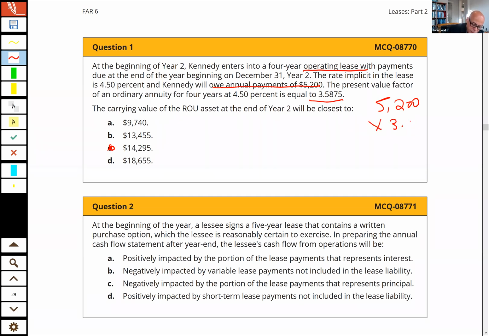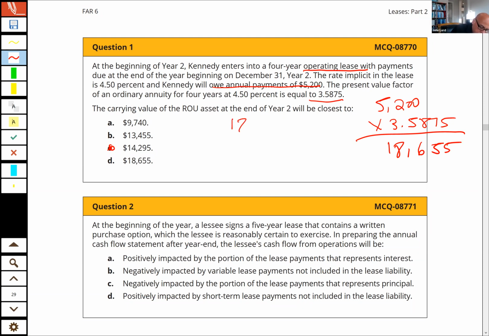I just sit here and I take 3.5875. Okay. And when I do the math on that, I get 18,655, right? Yes. So that's the amount that we set up as the right of use asset. That's the amount we set up as the liability.